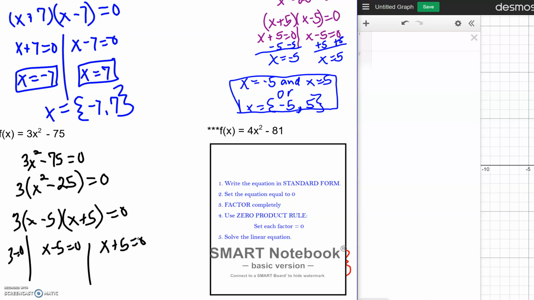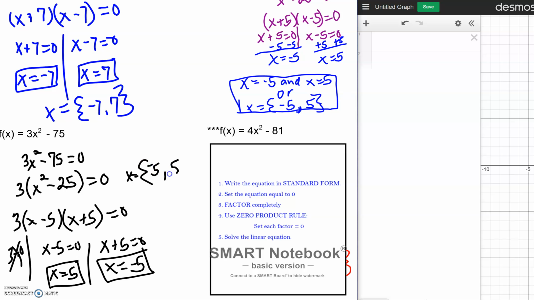And solve. 3 can never equal 0, so we just reject that. And then over here we get x is equal to positive 5. This one is x is equal to negative 5. And then our solution set is x is equal to negative 5, comma 5. Always go from least to greatest.